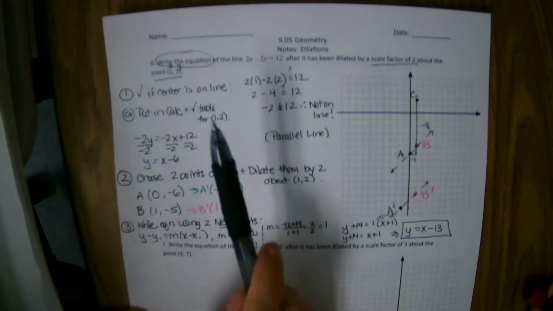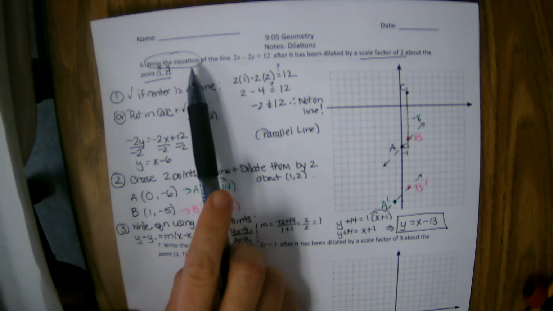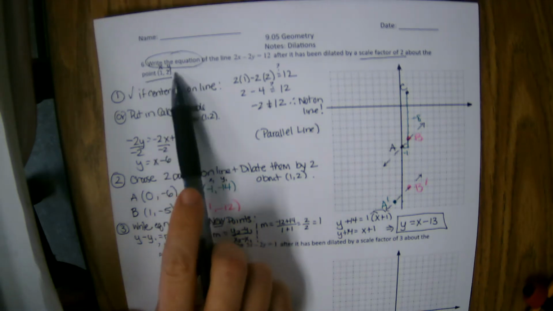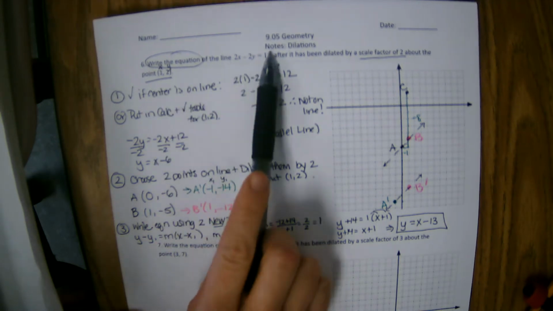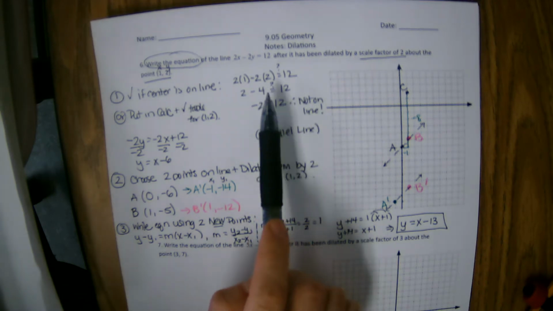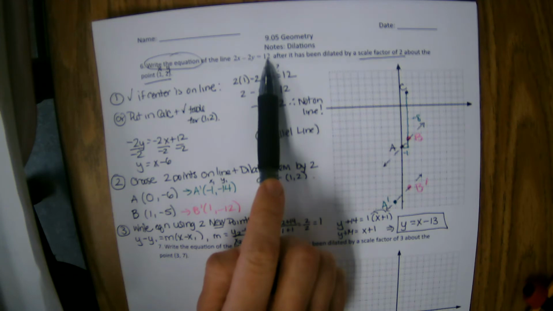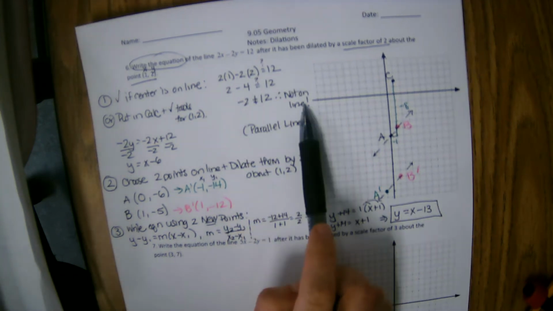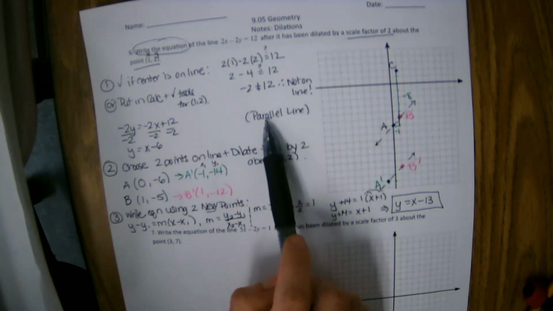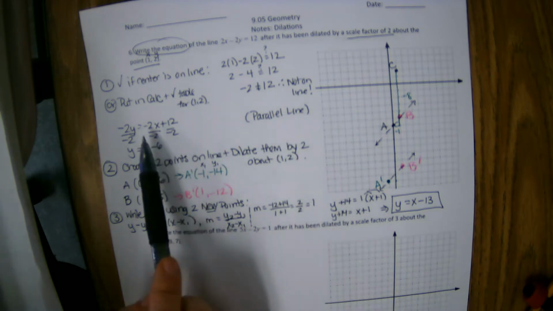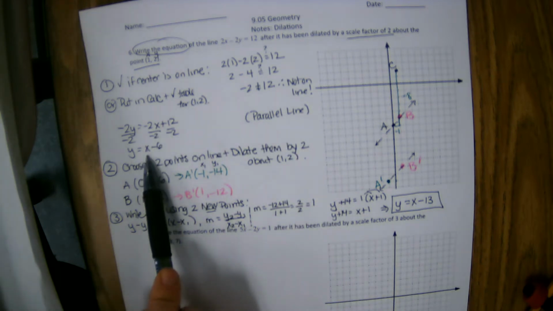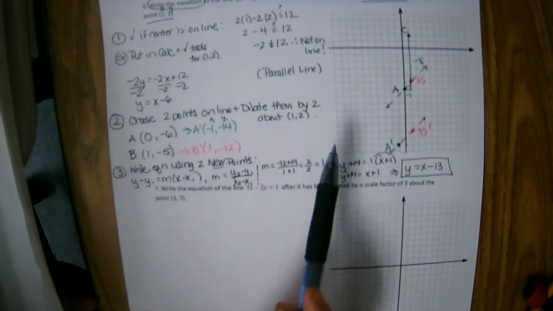So a lot of work to figure this out. So first thing that you're going to do no matter what is first check to see if your center of dilation is on this line. If it's on the line, it's the same line and you're done. That's your answer, 2x minus 12, 2y equals 12. If it's not on the line, which this was the case, it was not on the line, we know we're going to end up with a parallel line. So it is going to have a slope of 1, but a different y-intercept.